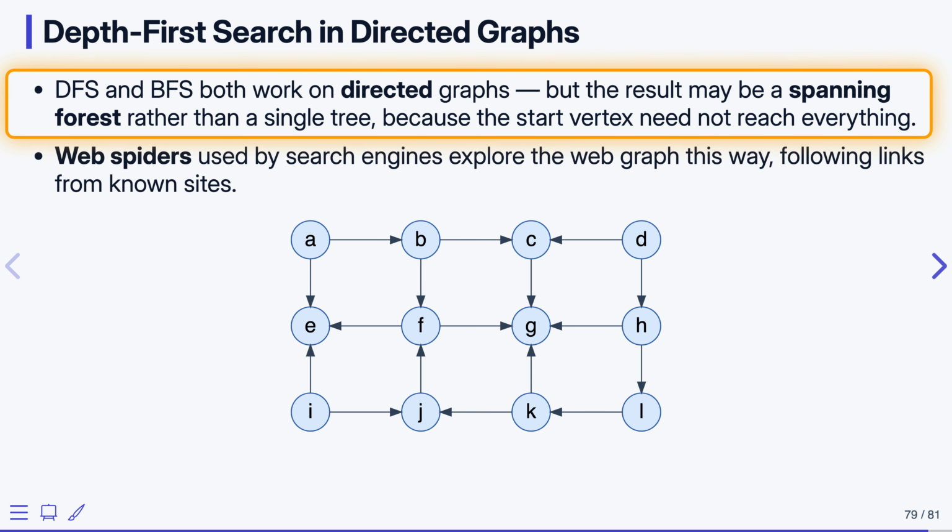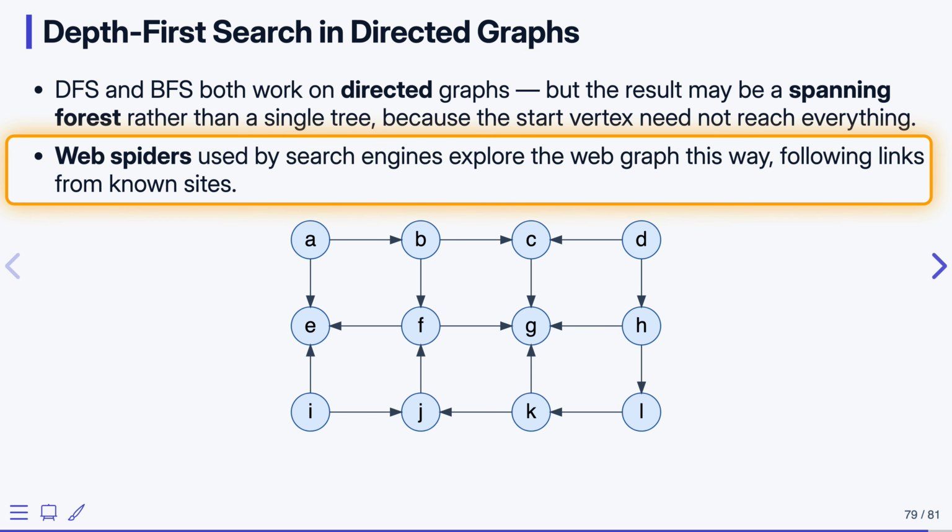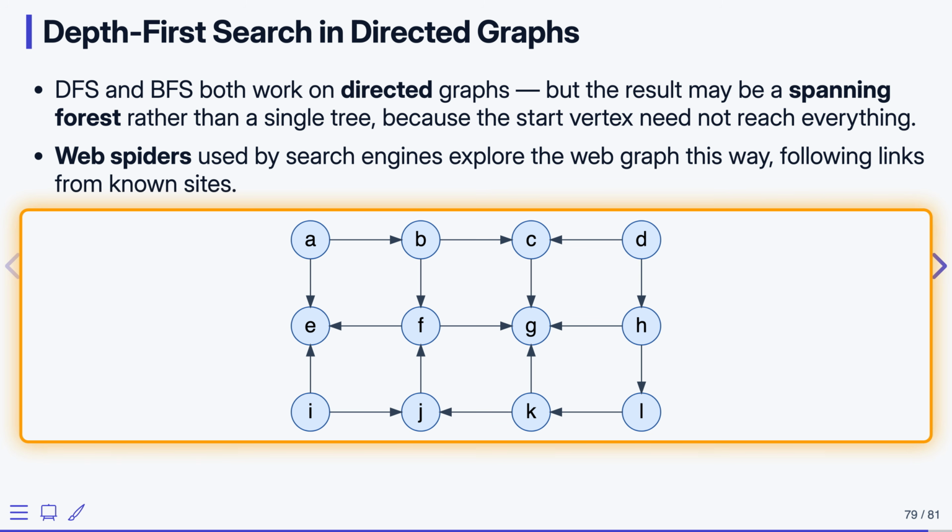Last, we run depth first search on a directed graph. Both searches still work when the edges have arrows, but there is a catch. You may not be able to reach every dot from one starting point, so the result may be several trees side by side, which we call a spanning forest. This idea powers web spiders. A search engine explores the web by starting at known pages and following links, and a link is a directed edge. If the start does happen to reach every dot, you still get a single tree.